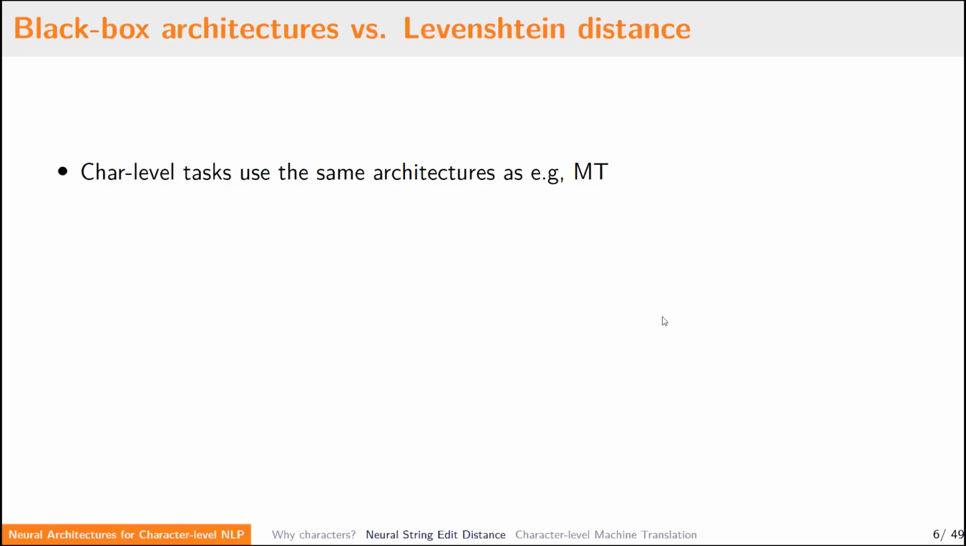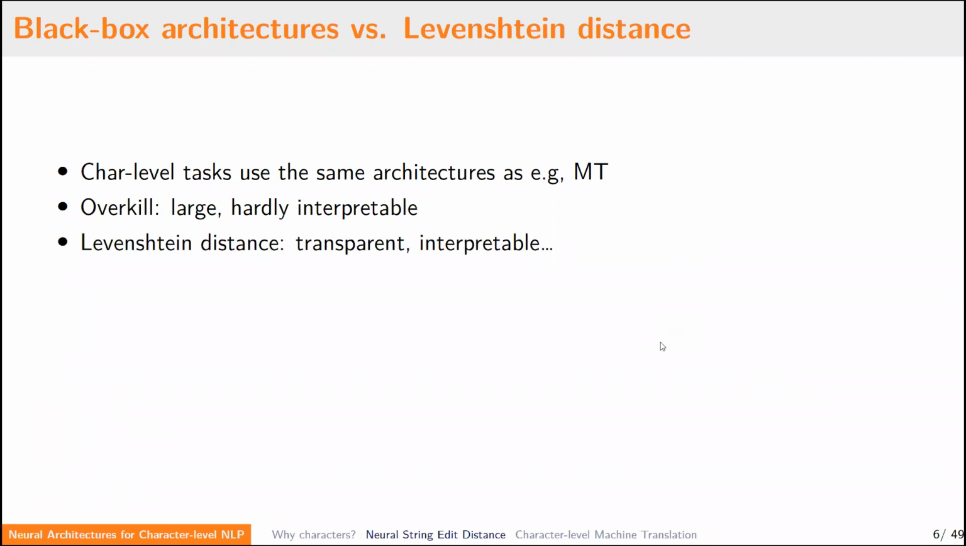So it's a novel model, and the main idea is not to use the traditional models that are used in NLP for character level tasks. Usually for a character level task like morphological reinflection, we use the same architectures that we use for large tasks like machine translation, and these architectures are hardly interpretable. They are heavy-weight and in general overkill for tasks which are relatively simple.